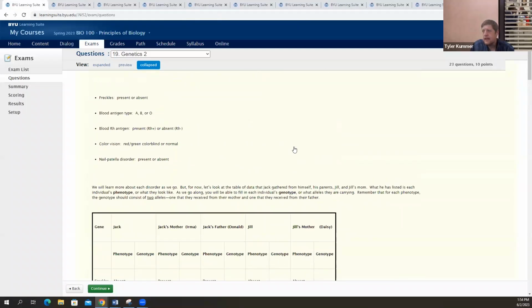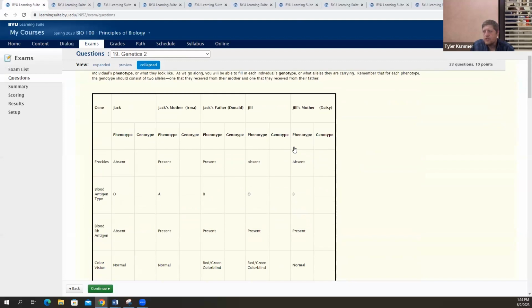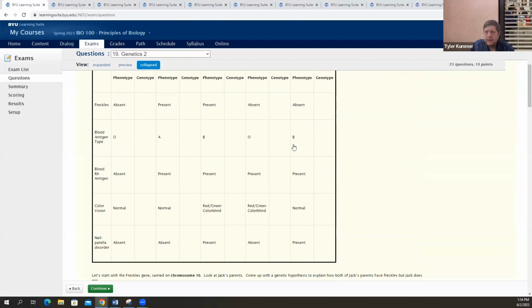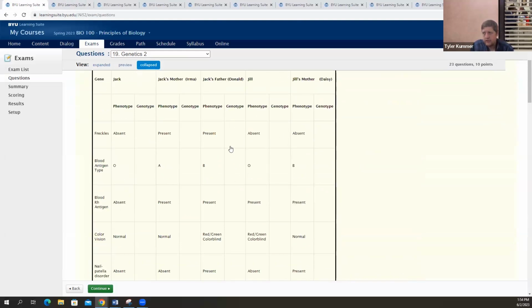What we want to understand is that we can infer genotypes based on patterns of inheritance, essentially looking at a pedigree. And that's what we have here in our Jack and Jill story. I'm not going to go too much into the story. I just want to talk about different patterns of inheritance here.